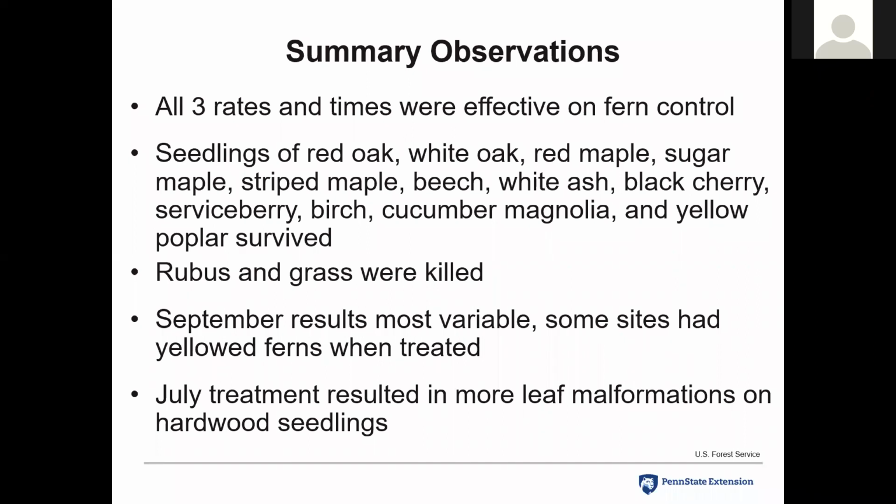September results were the most variable. Some sites had yellow ferns when they were treated, and so we lost some control when fern yellowing occurred. And the July treatment resulted in more leaf formations on the hardwood seedlings. So I found that early season applications of Oust, when the trees are just budding out and you have that new succulent growth, is probably not the best time to be putting Oust down or sulfometuron. It's either going to be down as a pre-emergent before bud break or wait until July to make your applications.